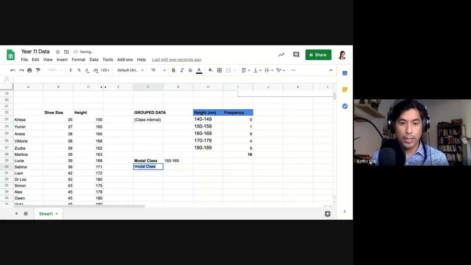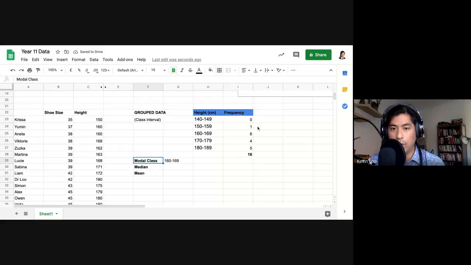Okay, the median class. A little trickier. There is a formula for it, but we'll cover it next time. And let's go with mean also. Okay, so this is an example of grouped data. I don't think it should be too hard right now.